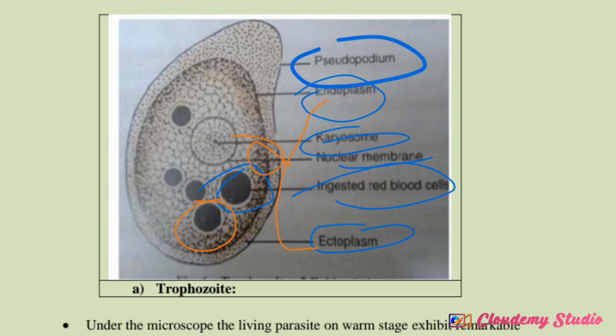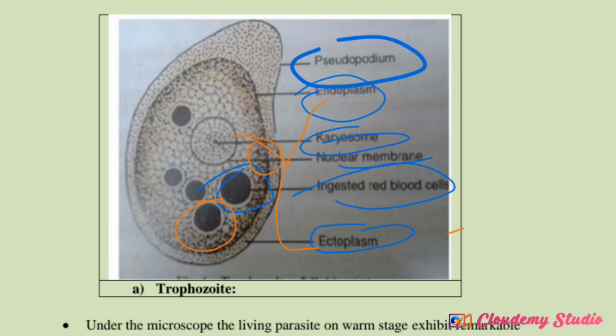And this is the what? This is the nuclear membrane and this is the karyosome. Now, moving forward, they have a single vesicular nucleus. I said that already. That is with a centrally placed endosome. Endosome is also known as karyosome.